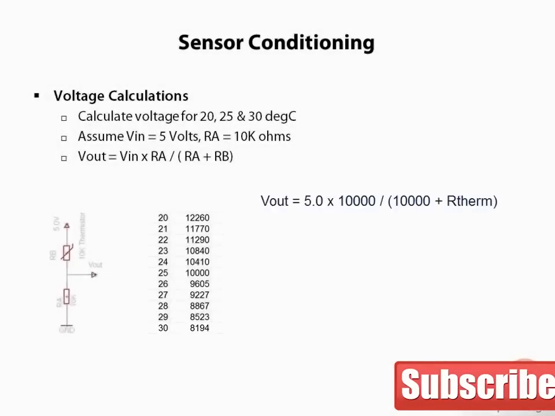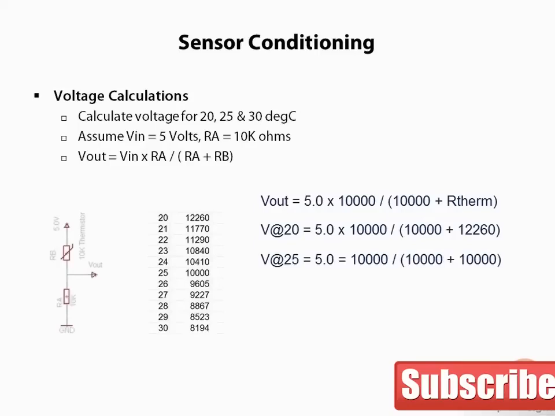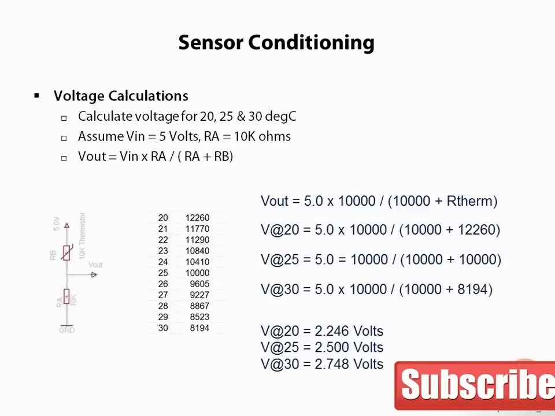Substituting, V out equals 5 volts times 10,000 ohms divided by 10,000 ohms plus R thermistor. So for V at 20, it's 5 times 10,000 divided by 10,000 plus 12,260, and so on for V25 and also for V30. So solving, we get V at 20 degrees C, 2.246 volts, V at 25 degrees C equals 2.5 volts, and V at 30 degrees C equals 2.748 volts.